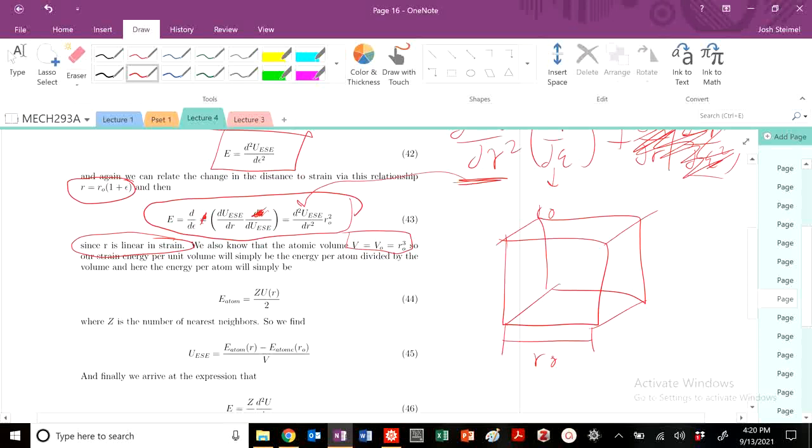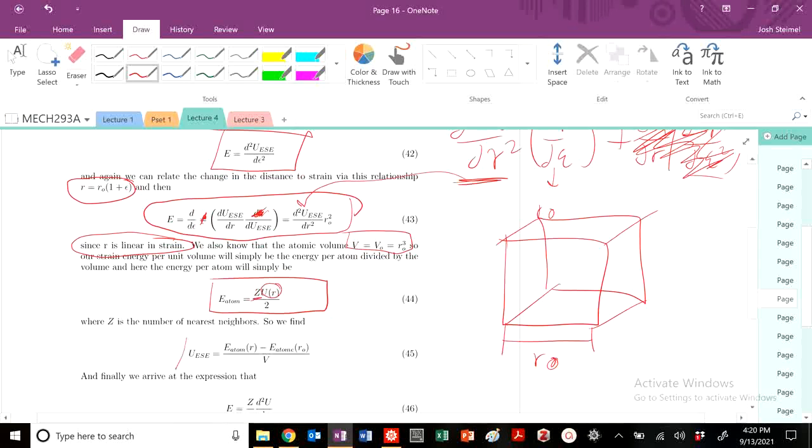Our atomic volume, again, is your atomic distance, and that's going to hold always. But anyway, this is going to be our atomic volume. Our strain energy per unit volume is just the energy per atom divided by our volume. The energy per atom is our potential, and this is going to be Z, our number of nearest neighbors, divided by 2. So that's the energy per atom.